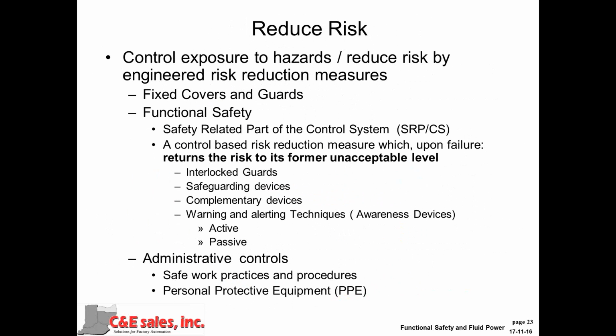control devices, relays, push buttons, valves, contactors, and so on, in order to separate, if you will, the operator from the hazard. Typically, these would be interlock guards, safeguarding devices, and so on. The least effective of those, once we have exhausted everything we can do with functional safety and controls, are the administrative controls, where we attempt to keep people safe by saying this is the way you need to do the job, and or personal protective equipment.